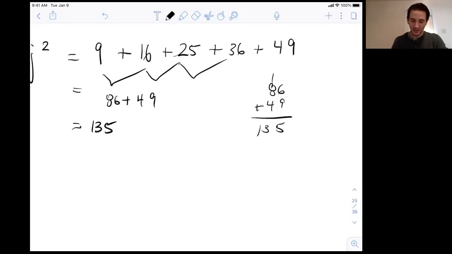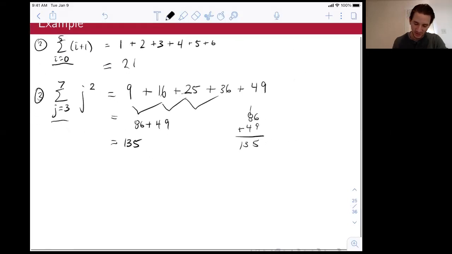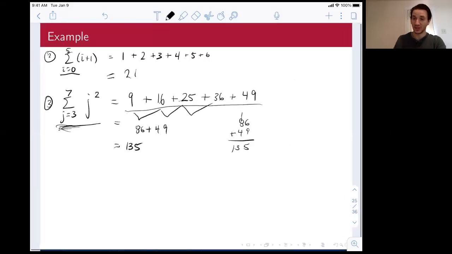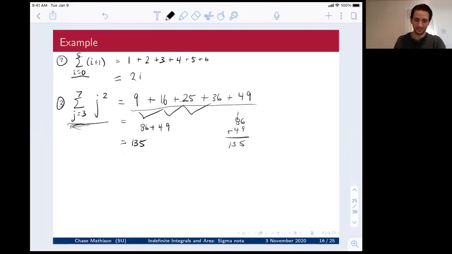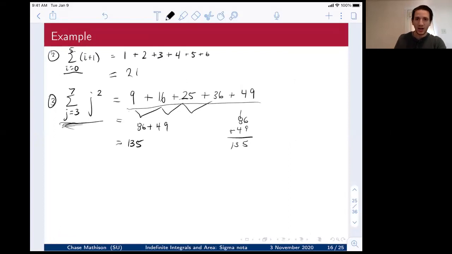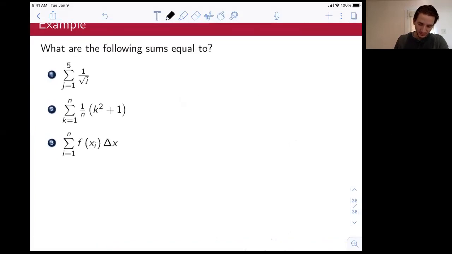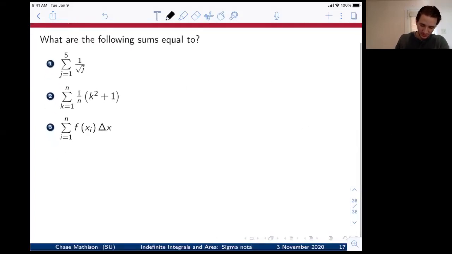Okay, so the summation notation is just an easy way to write out a sum where really only one thing is changing. You can write it out using this summation notation or sigma notation. So I will show you 3 more examples of this, and then that's where I'll stop this video. Okay, so what are the following sums equal to?